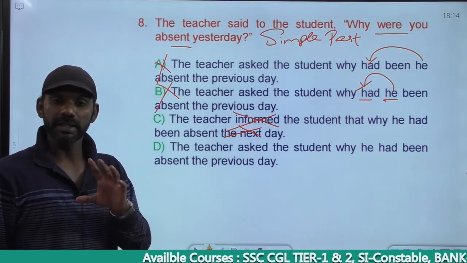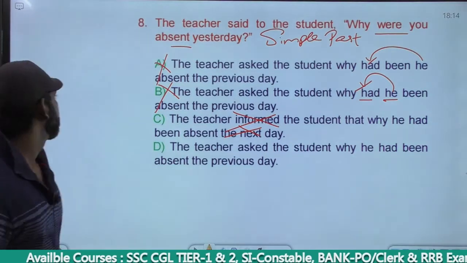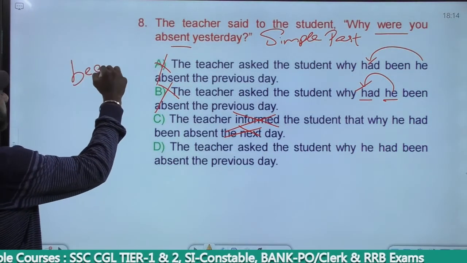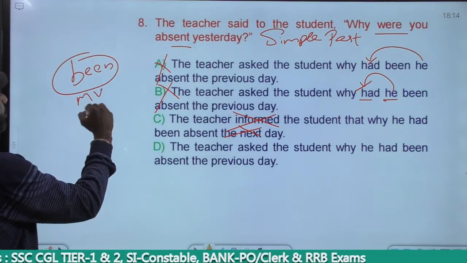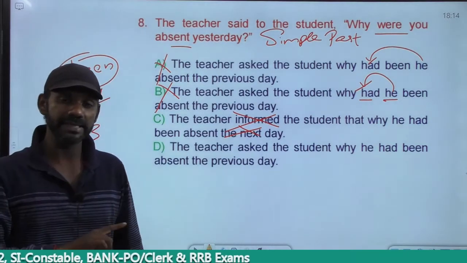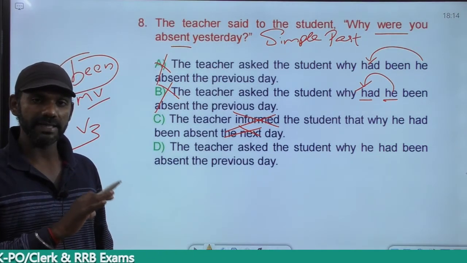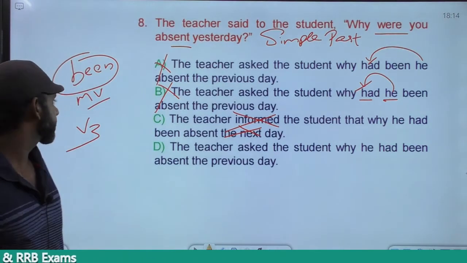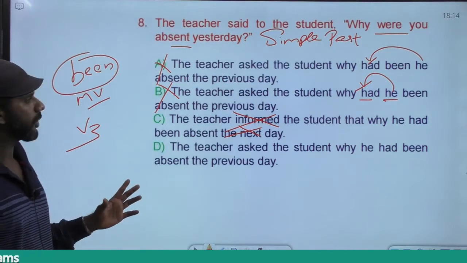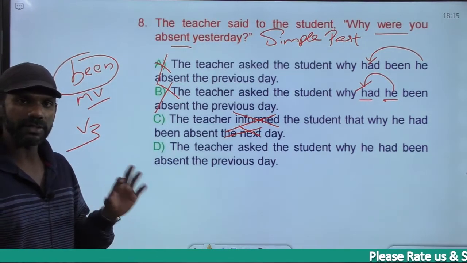I told you, if there is no main verb after has, have or had, then been acts as a main verb in the V3 form. I have given you an example while discussing the rules. If there's no V3 after has, have or had, then been acts as a main verb in the V3 form. We want past perfect. Come to the last option, the only option left.